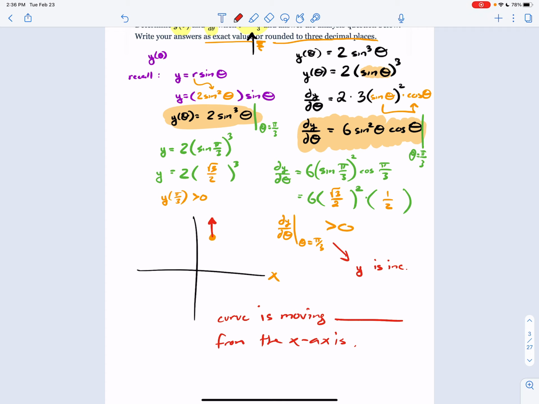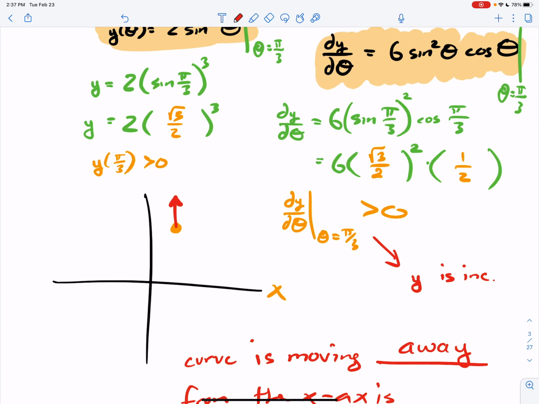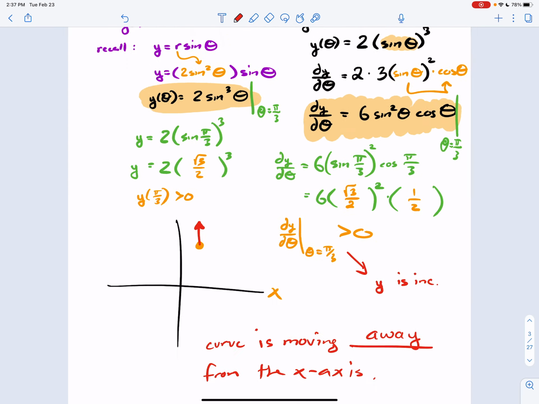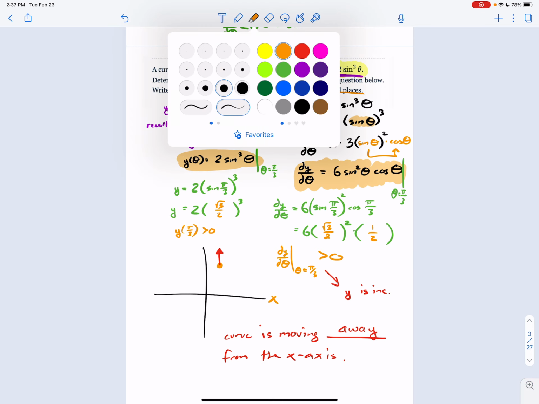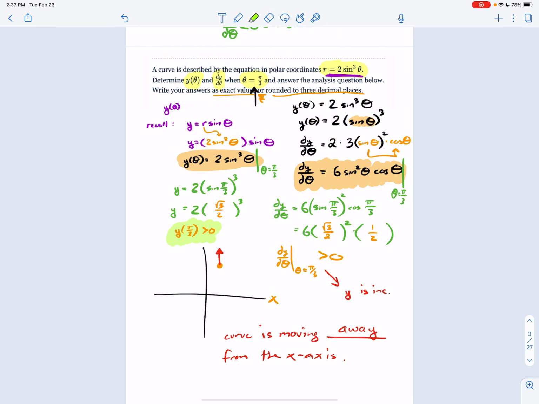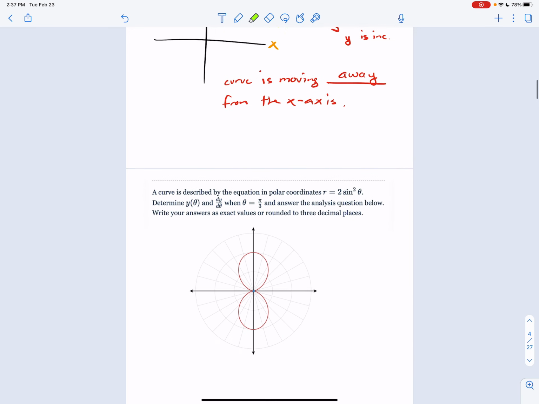So is it moving towards the x-axis or further away? In this case, just by looking at our situation here, we can tell that it's moving away from the x-axis. And that's it. How do we know that? We know that because the y position is positive and the derivative is also positive. So we know it's heading upwards, starting from an upwards position anyways. And here's the picture.